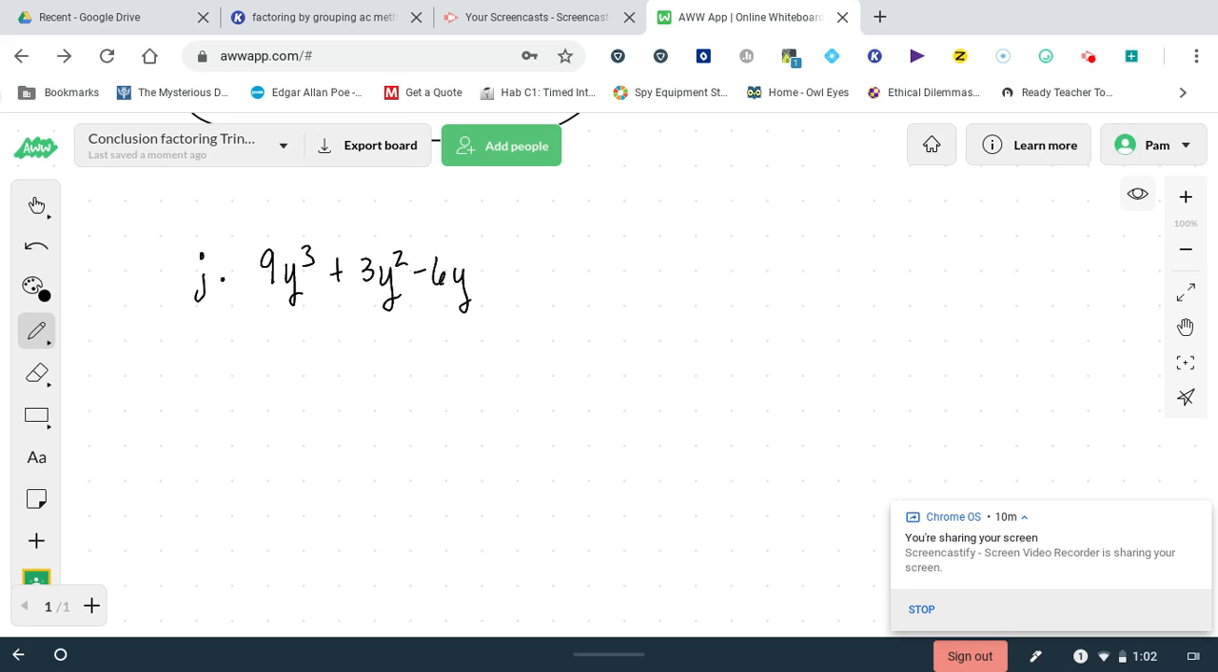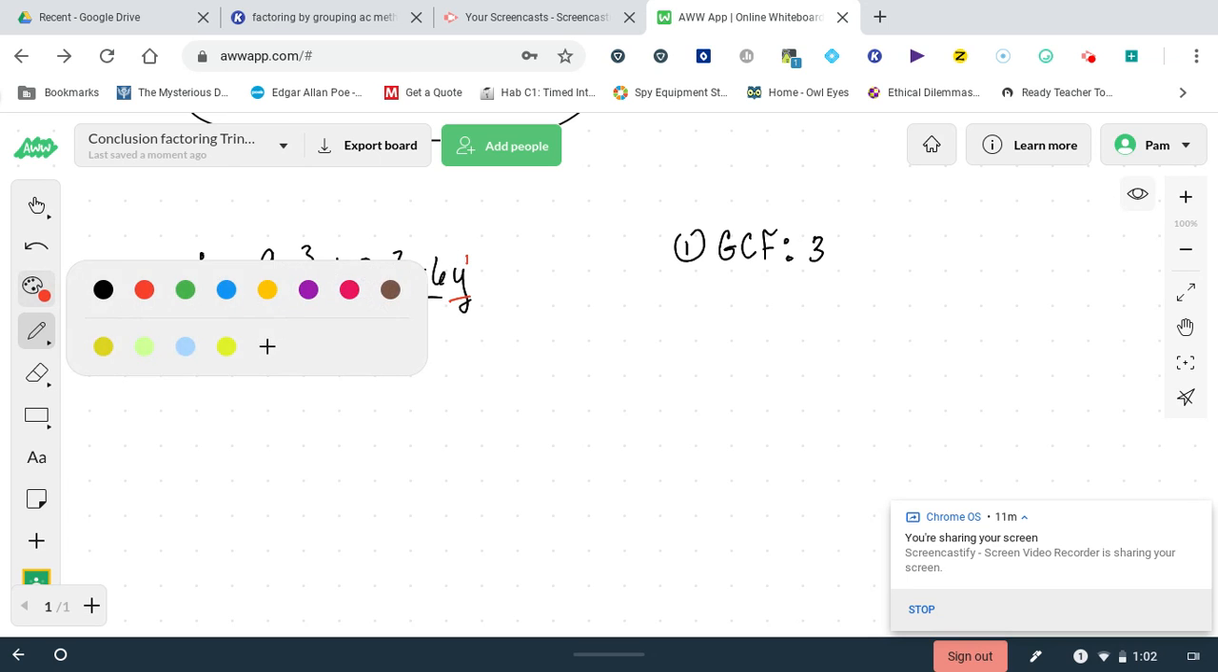Okay, what you want to do is, again, always check for a GCF to see if you have one. Okay, 9, 3, and 6. What's the greatest divisor? That would be a 3. Also, they each have a y. So right here, there's a y, there's a y, there's a y. Well, which one has the smallest exponent? Well, that would be y to the first. So I'm going to include the y to the first in the GCF.